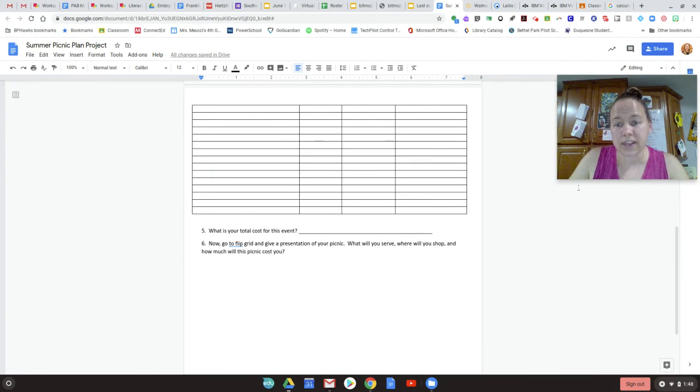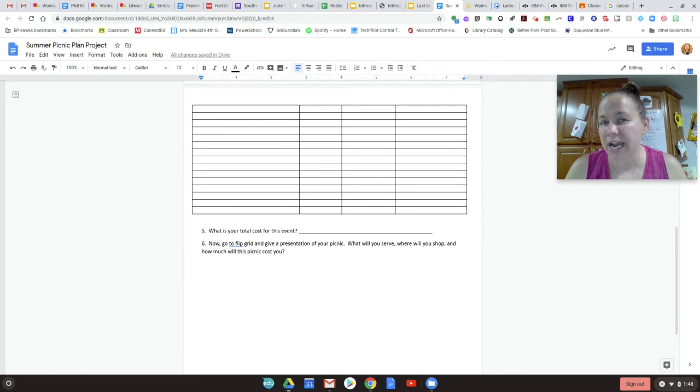What is your total cost for this event? So you're going to add everything up that's in your subtotal column, and you're going to give me that. Then you're going to go to Flipgrid and say, hey, I chose to go to Walmart and I bought hot dogs and salt and vinegar chips and macaroni salad, and I threw in some gummy bears because who doesn't like gummy bears? Or maybe you want a popsicle. That's a good summer picnic idea. Maybe you want watermelon. Ooh, that's a good idea too. Anyway, then you're going to say this was the total. This is where I chose to shop and this is my total price for my party. And that's the entire project, friends. So have fun. Good luck.